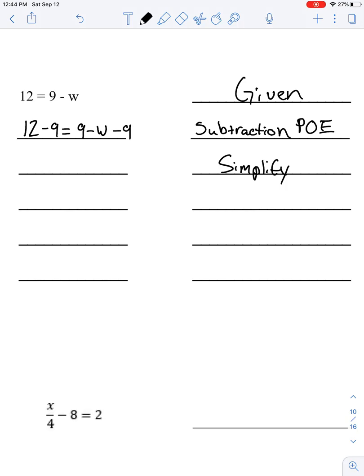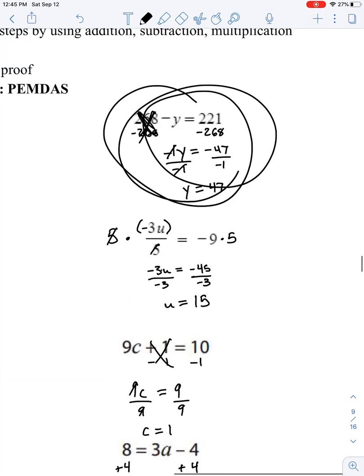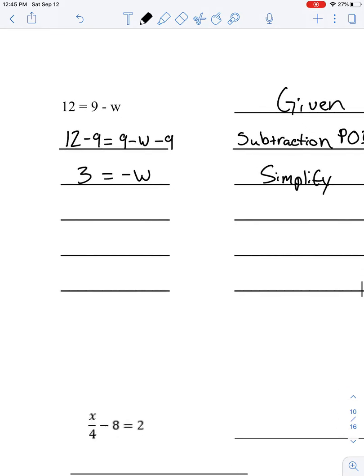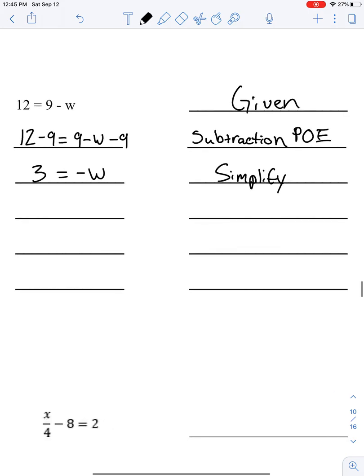So 12 minus 9 is 3 equals, and these two 9s, there's a positive 9 here and a negative 9 there. Those are going to cancel out, but I'm not going to cross them out on my paper. I'm just going to leave my negative w. That's the only thing that's left over because the 9 and the negative 9 are gone. Now, we have to remember that there's basically a negative 1 in front of that w. And if you don't remember that, I need you to go up and watch this one again. It was the second one we did, and I said it's the most difficult one on here. But there's a negative 1 in front of that w. So I'm going to divide by negative 1.